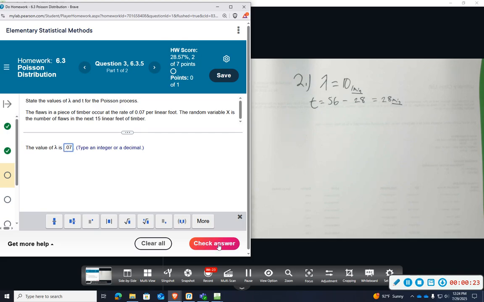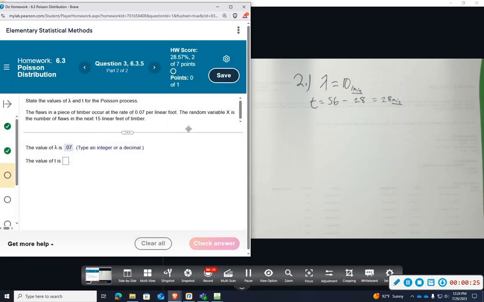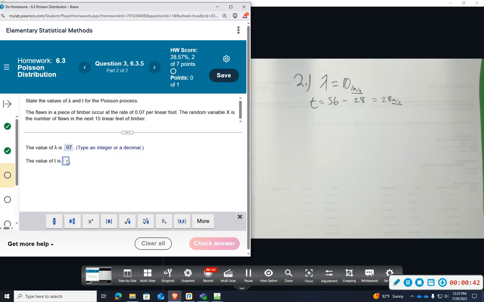And then it goes on, it says the random variable x is the number of flaws in the next 15 linear feet. So you get 0.07 per foot, and then it's telling you we're doing 15 feet. So that is my interval that we're doing this over. So there's 15 intervals. That would be our t.